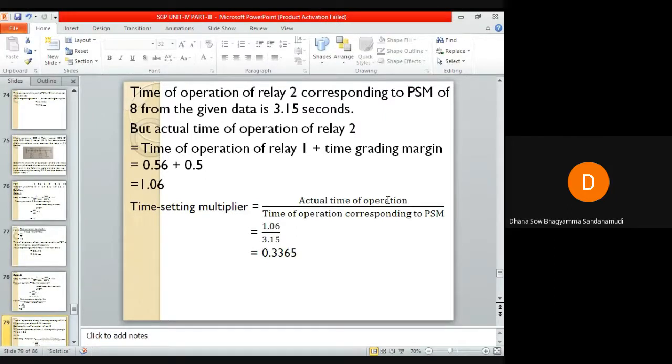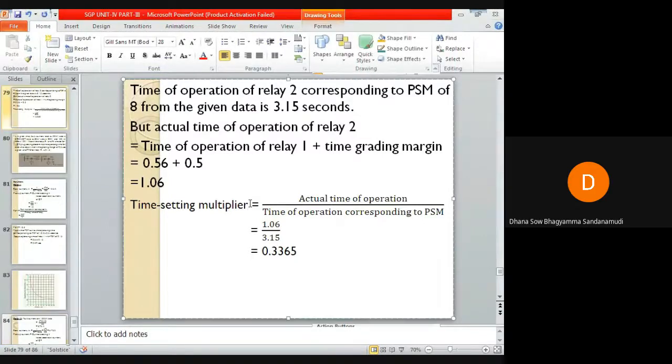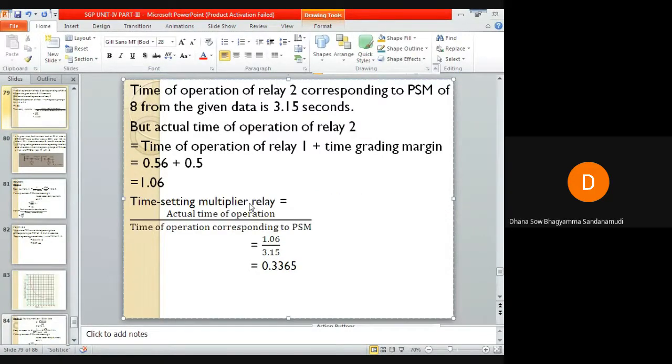They have asked you to determine the time setting multiplier value. So it is the actual time of operation by the time of operation corresponding to PSM. The actual time of operation of relay 2 is 1.06, by the time of operation corresponding to PSM, which is 3.15. So 1.06 by 3.15, you will get 0.3365. Complete this. As soon as you complete, inform me.